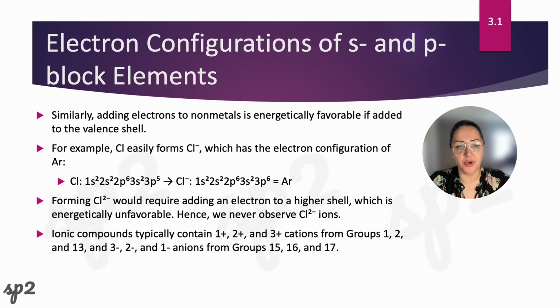So generally speaking, for the ionic compounds, typically we have +1, +2, and +3 for the cations of group 1, group 2, and group 13. And then -3, -2, and -1 for the anions of group 15, 16, and 17, the nonmetals, right? So this is pretty much based on their electron configuration and achieving the octet shell, right?